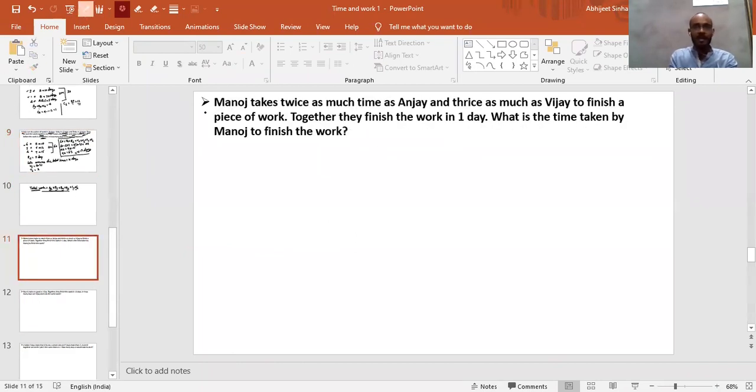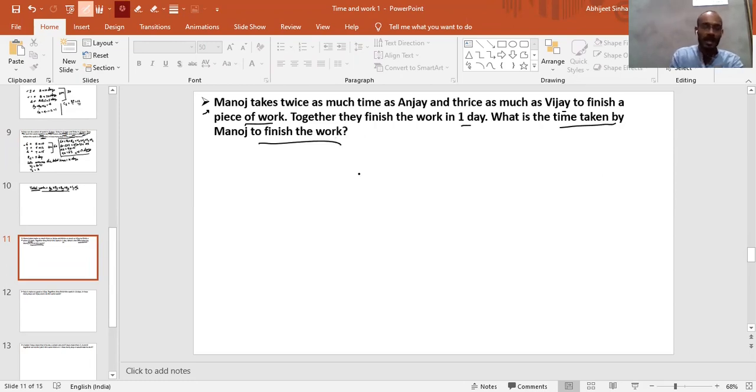Let us say that Manoj takes twice as much time as Anjay, and thrice as much as Vijay, to finish a piece of work. Together they finished the work in 1 day. What is the time taken by Manoj to finish the work?